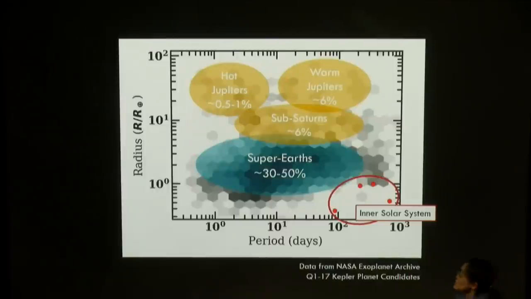So for the next 50 minutes or so, we're going to investigate the formation of these super-Earths, these normal, ordinary types of planets, by looking at the distribution of their measured radii, masses, and orbital periods to get a sense of where, when, and how the planets have formed.